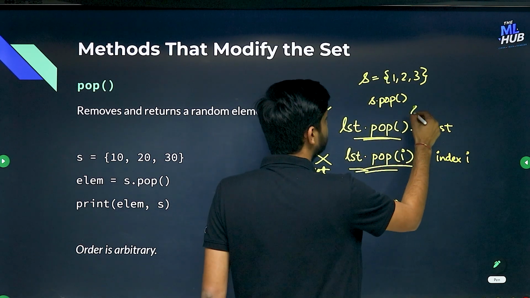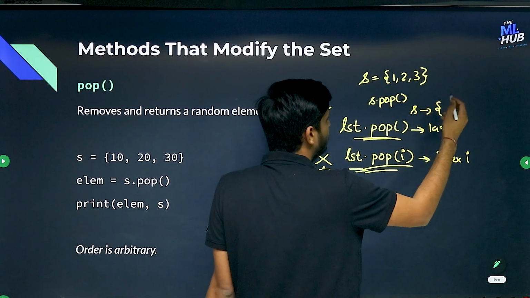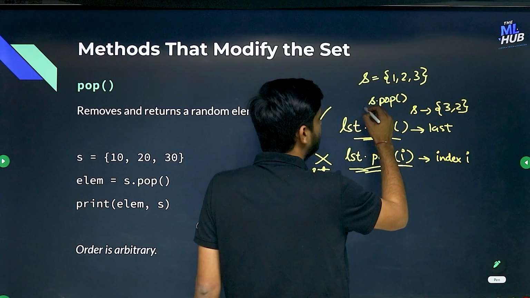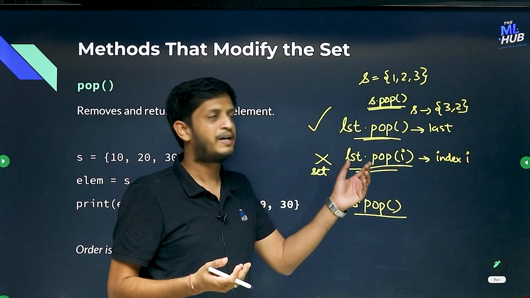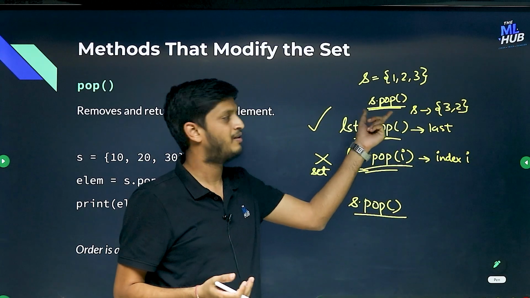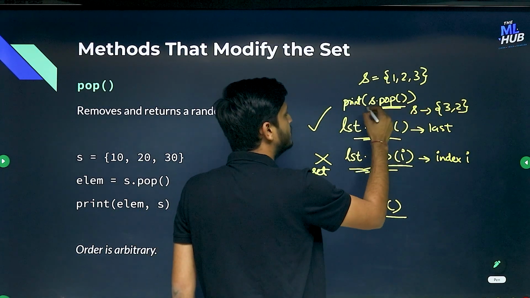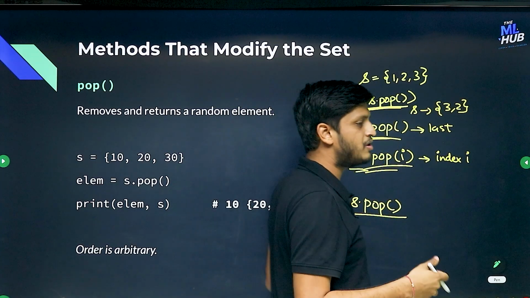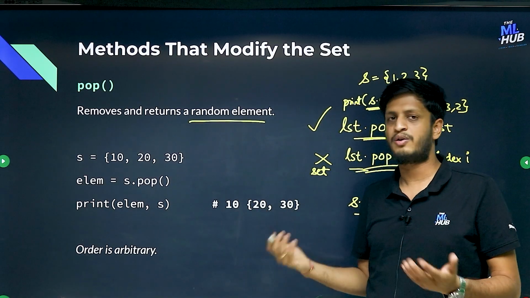Now, if you print s, anything can happen. It might be possible that 2 was removed, or 3, or 1. Let's say 1 was removed. So you might get 3, 2. But the good thing is, at least the pop function tells us what it removed. You can print the output of a pop statement. After popping, it returns the value as well, so the entire statement will be replaced with the value that was removed. So you can see what value was removed, but it actually removes a random element. You don't have control over it.